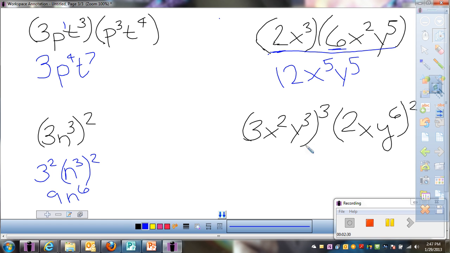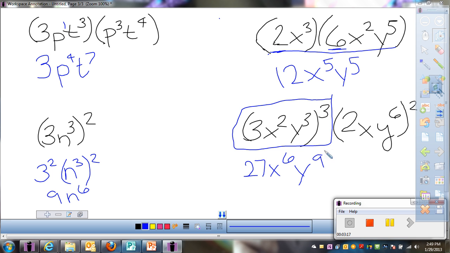Let's check out this example. This example is combining multiplying like bases and power to a power. So for the first one, let's just make sure that we take care of the power first. So 3 cubed is 27. And then we have x squared to the third. So we're going to multiply those exponents because the power to a power becomes x to the sixth. Now, y to the third cubed, you have to make sure that you multiply those, so it isn't 6, it's 9. 3 times 3 is 9.